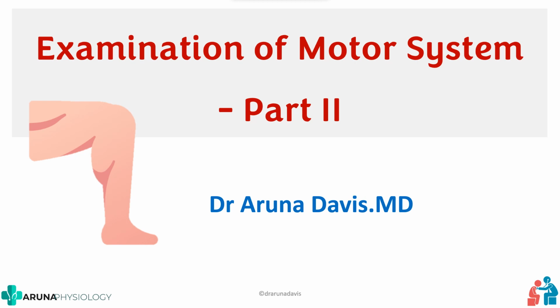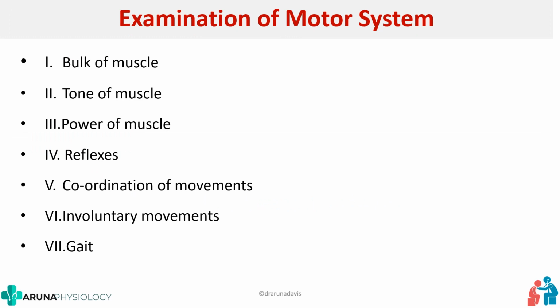Hi all. In this video we're going to continue with examination of the motor system. In the previous video we had already discussed how to assess the bulk of the muscle, how to assess the tone of the muscle, and how to assess the power of the upper limb muscles. In this video we'll be discussing how to assess the power of the lower limb muscles, and then coordination of movements, involuntary movements and gait. Reflexes have already been discussed as a separate video, so this would complete our examination of the motor system.